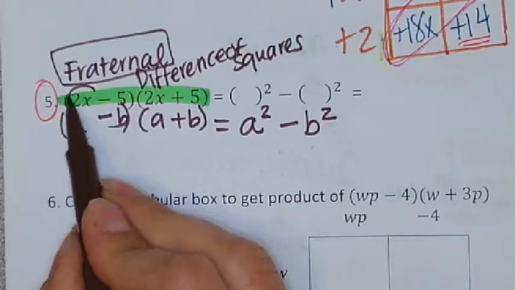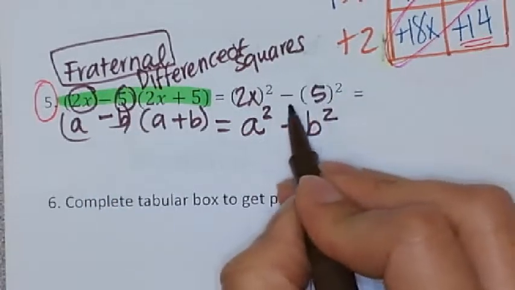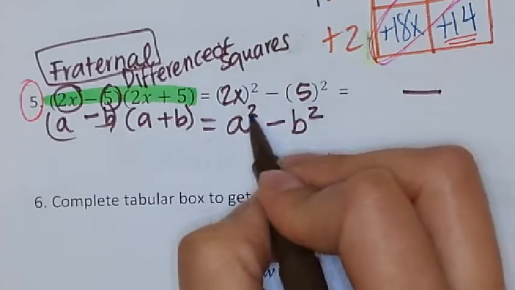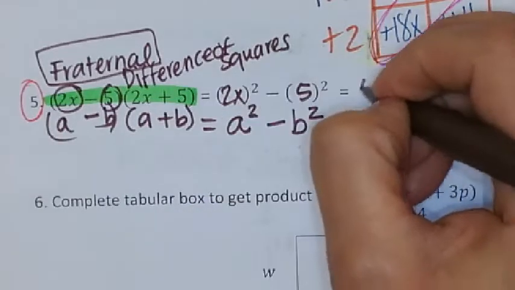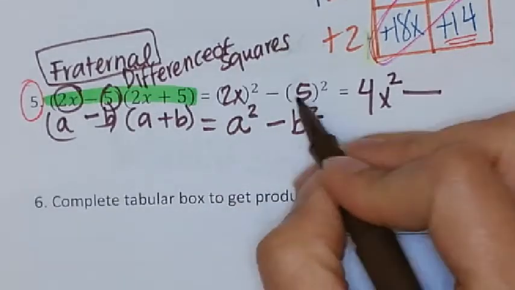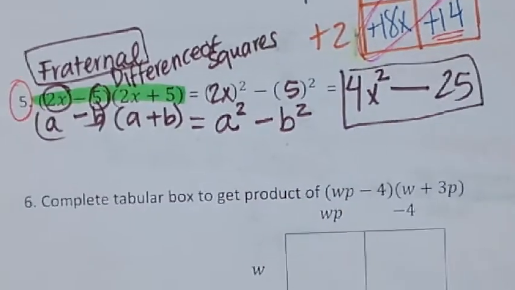So I would have to square the first term and square the second term and put a minus in between. So 2x squared would be 4x squared, because 2 times 2 and x times x. And then 5 squared would be 25. So this would be my answer.